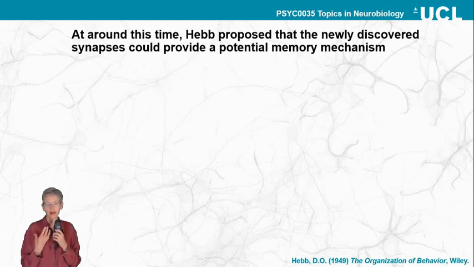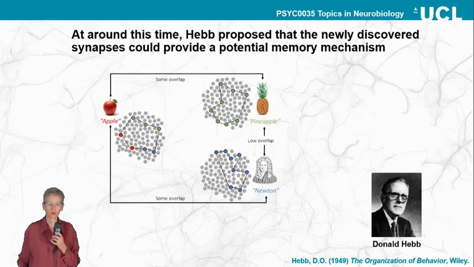And in the 1940s, people were starting to think about the possibility that synapses were where this happens. So Cajal and others had proposed that synapses might be modifiable in strength. And then Hebb, who we've met previously because he developed this cell assembly idea, he proposed that the synapses could provide a potential memory mechanism by virtue of quite a simple rule.